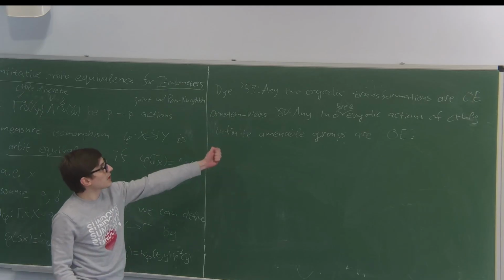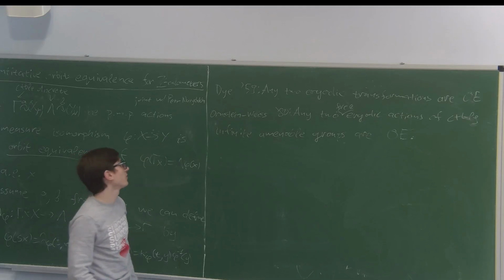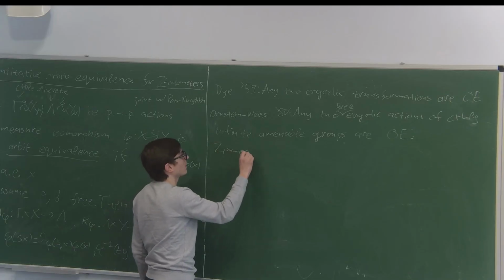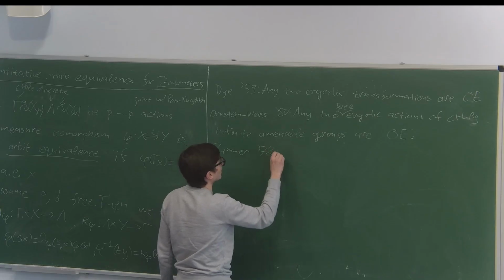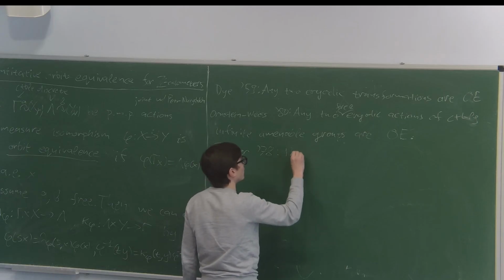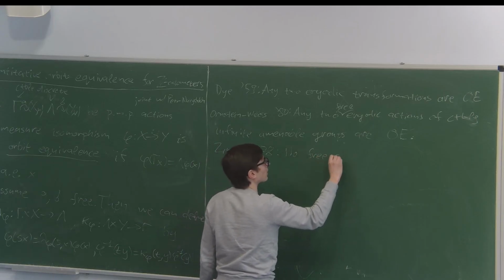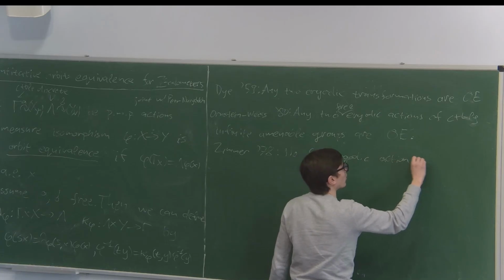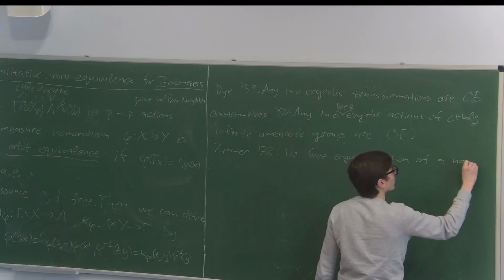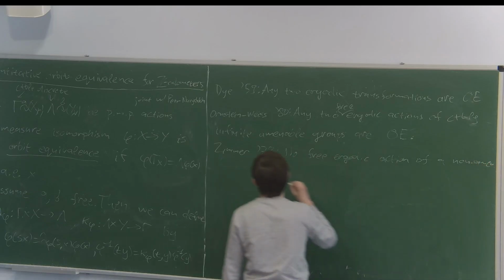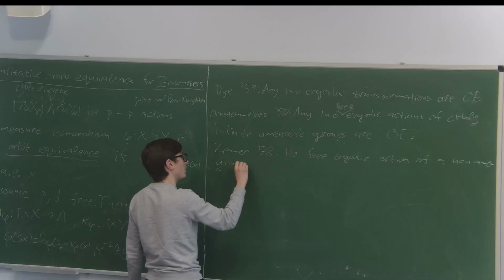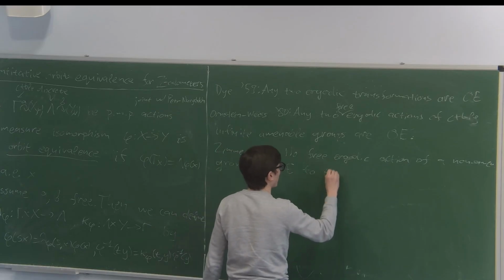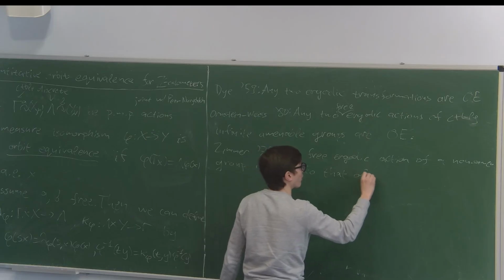Okay. So once you restrict to amenable groups, you get nothing from orbit equivalence, and even more so, Zimmer in 1978 proved that no free ergodic action of a non-amenable group is orbit equivalent to that of an amenable one.